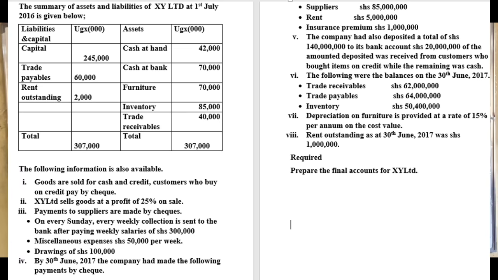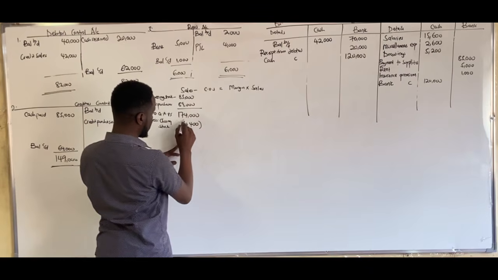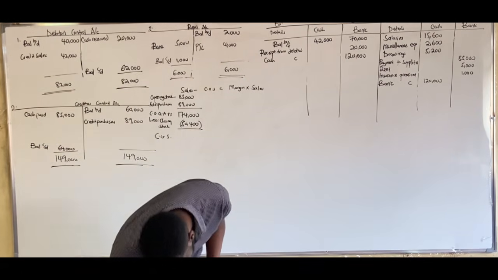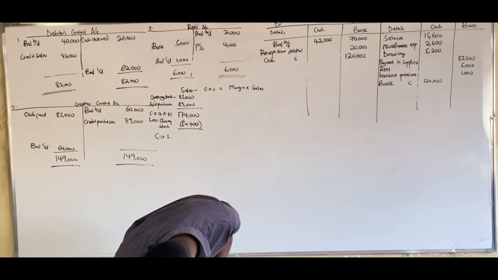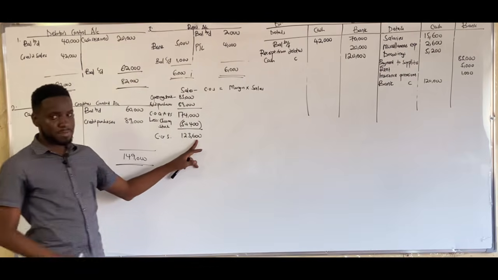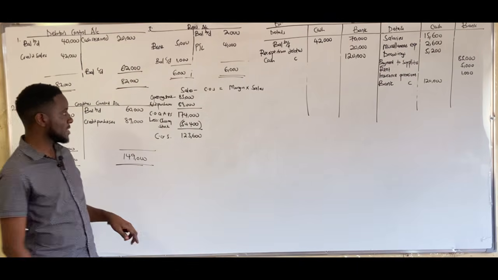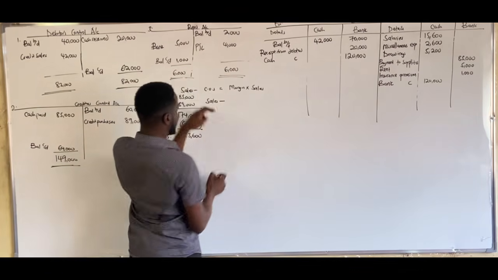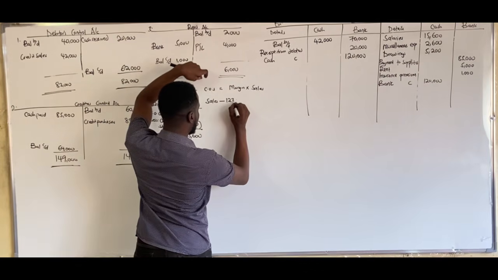And the closing stock in the question, if you see at the bottom, the closing stock is worth 5,400. So we have 5,400 as our closing stock. Therefore, we are going to establish our cost of sales figure, and the cost of sales figure is going to be 123,600. So meaning this is the cost of sales.